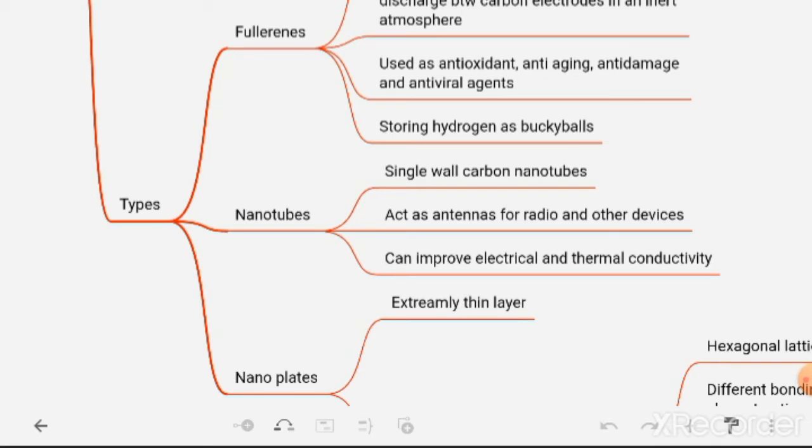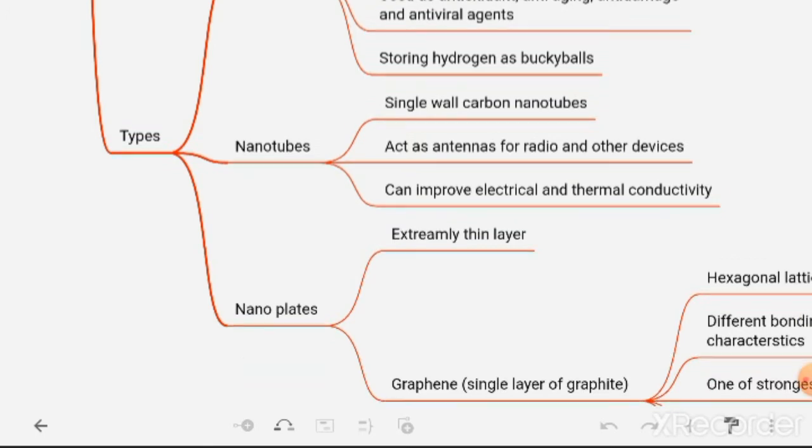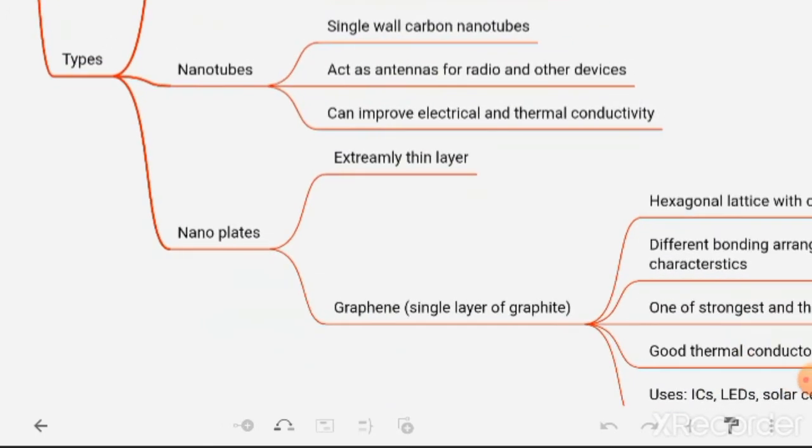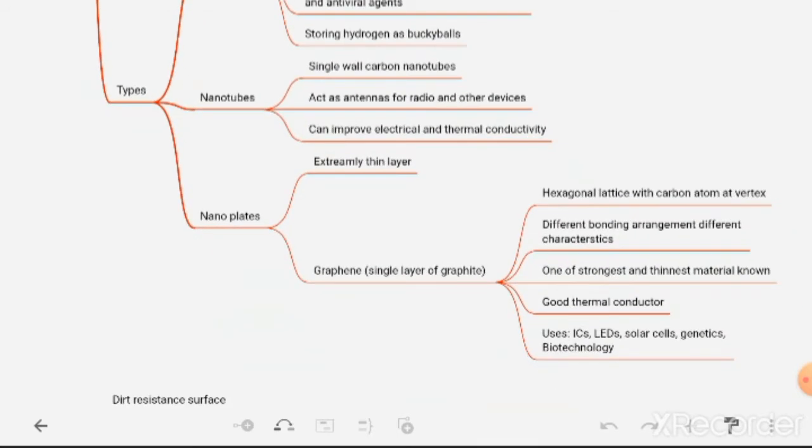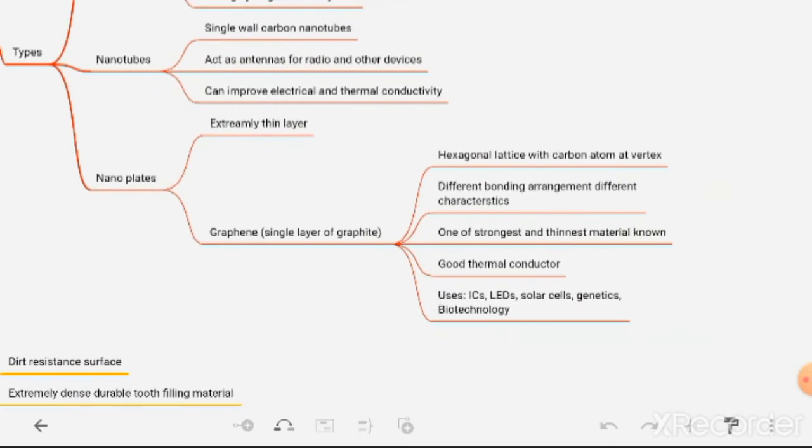It is like a pipe, you can say, but smaller at nano size. It can act as an antenna for radio and other devices. It improves electrical and thermal conductivity. Next we'll go to nanoplates. It's like an extremely thin layer of a metal sheet at nano size. How thin it is possible to be, that is like single layer graphene, single layer graphite, in these nanoplates.